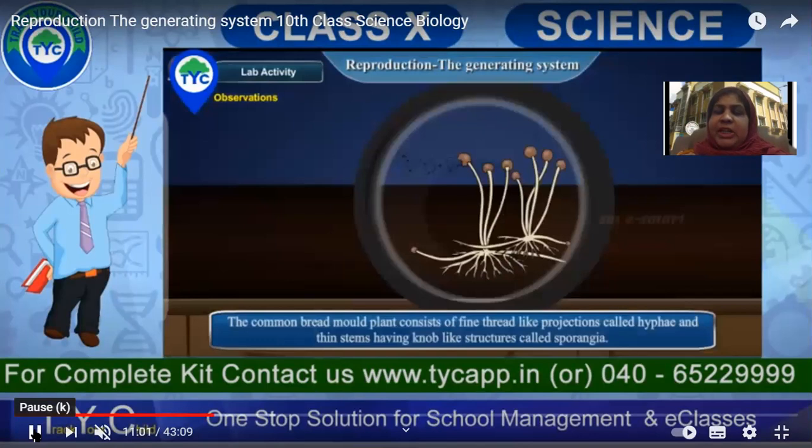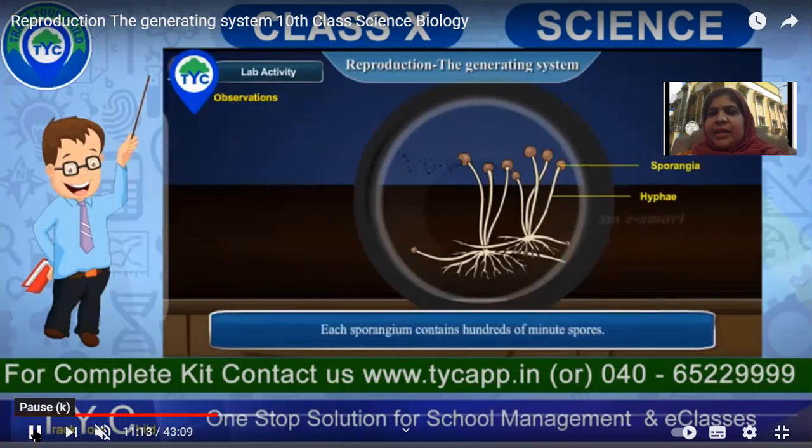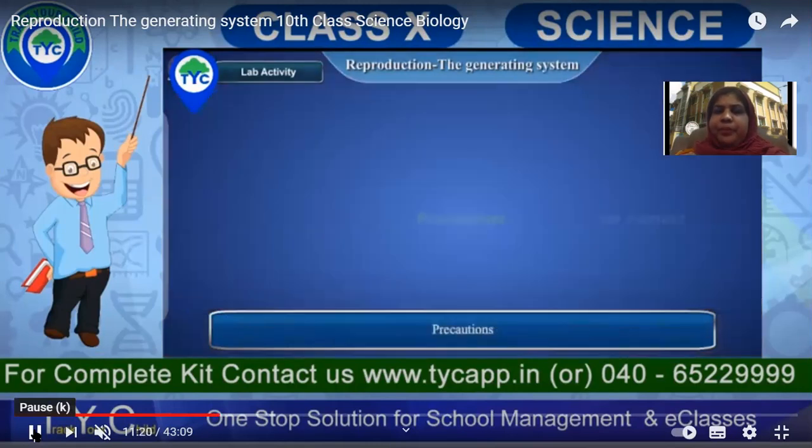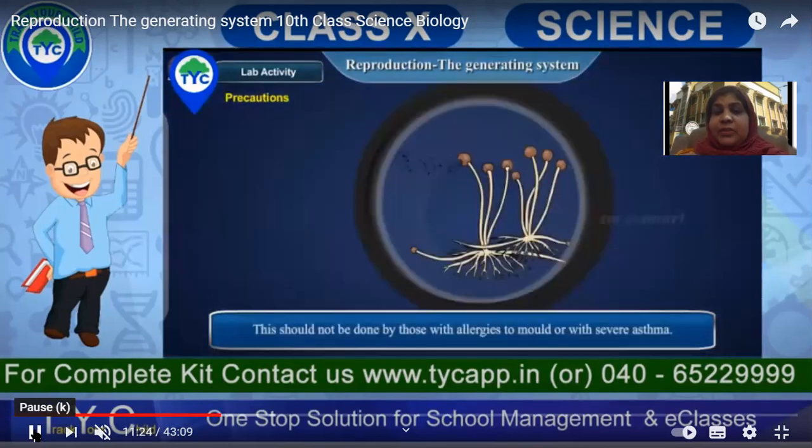It contains thread-like projections, and these projections are called hyphae. And these thin knob-like structures are called sporangia, which contain spores inside. And these spores are used for regeneration. And the important thing is what precautions you are going to take.